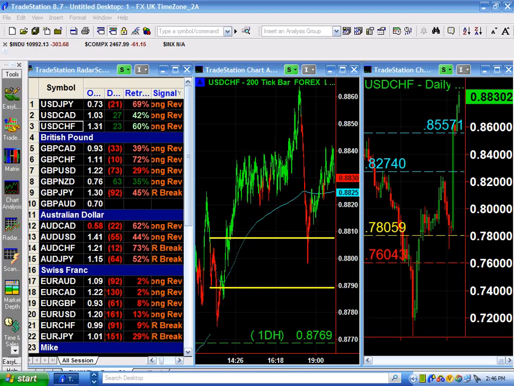Dollar Swiss, all the dollar pairs. Not to worry, it shouldn't take much time from us because now they are pretty clear. We have seen a trend change in the dollar to the upside and a trend change in the Swiss to the downside.